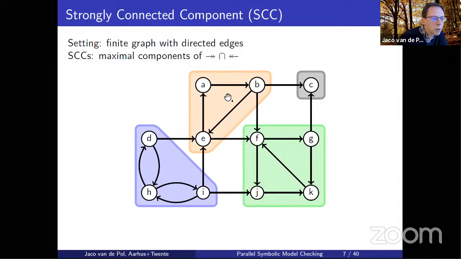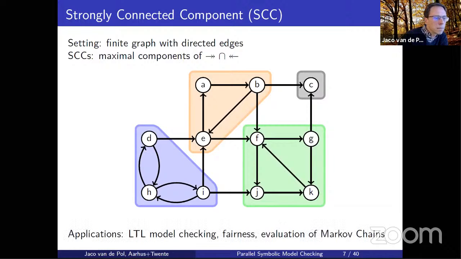And these are the maximal components because D can see E, but there is no way from E to go back to D. So they are in a different class. So this is of course quite well known, the strongly connected components, but it's actually quite useful for model checking. So it can be used for LTL model checking, but also for fairness, but also in probabilistic model checking, these components play a big role.